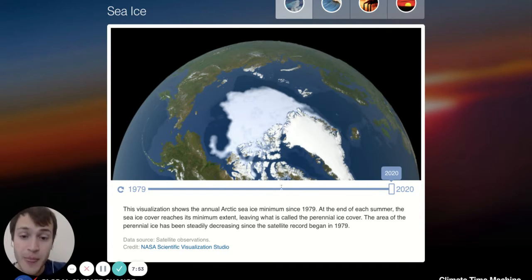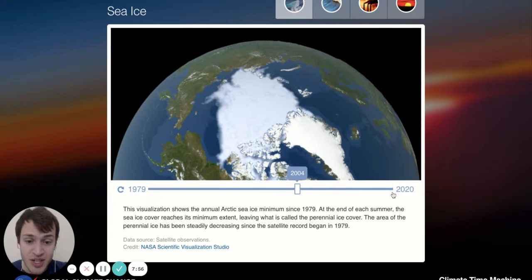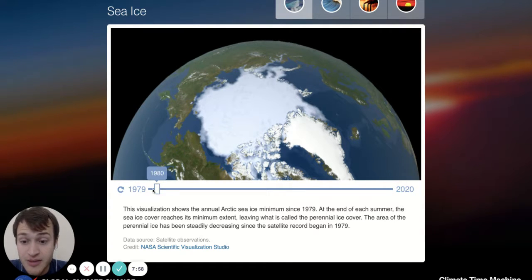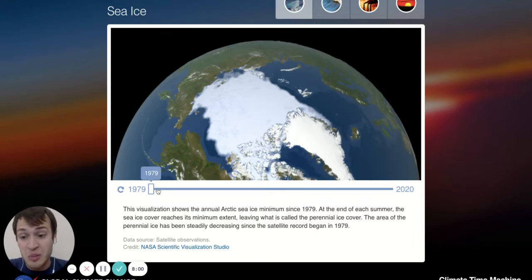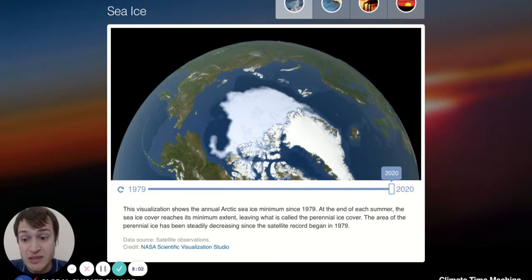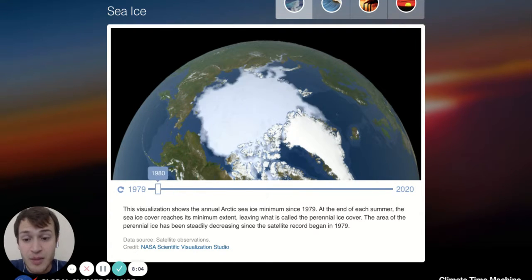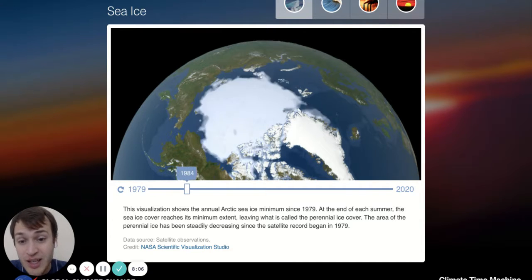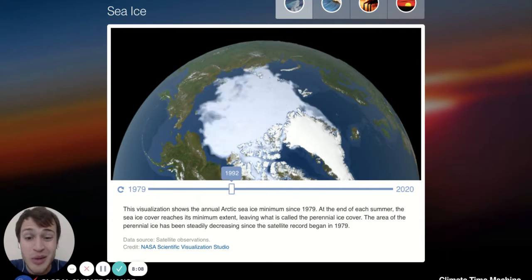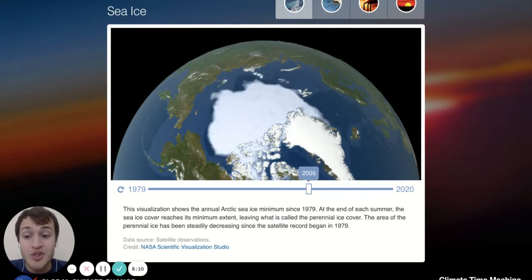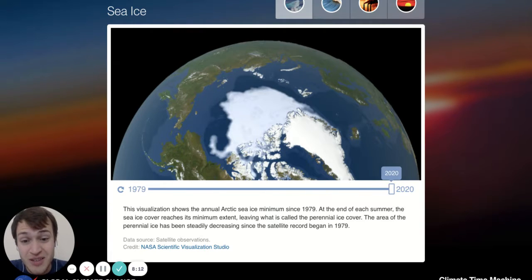Okay, so we can see that the ice has changed a lot since 1979. In 1979, it was pretty big, and in 2020, it's pretty small. Of course, as time went on, it got bigger, it got smaller, and then it got bigger, and then it got smaller, and then it got bigger, but generally it just got smaller.